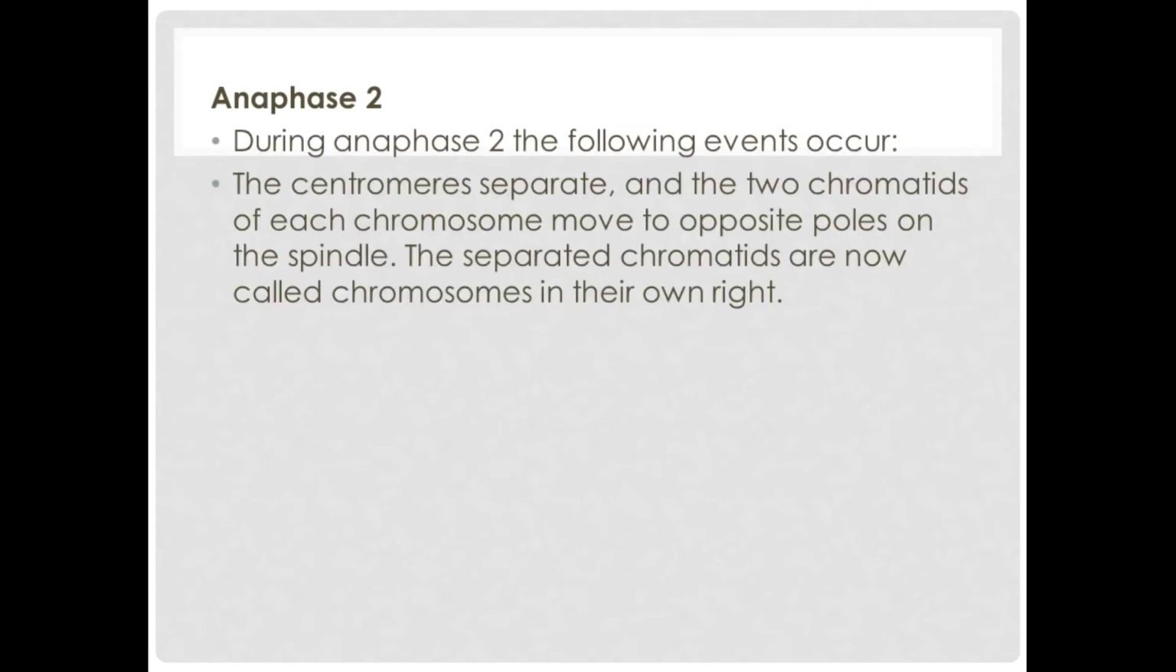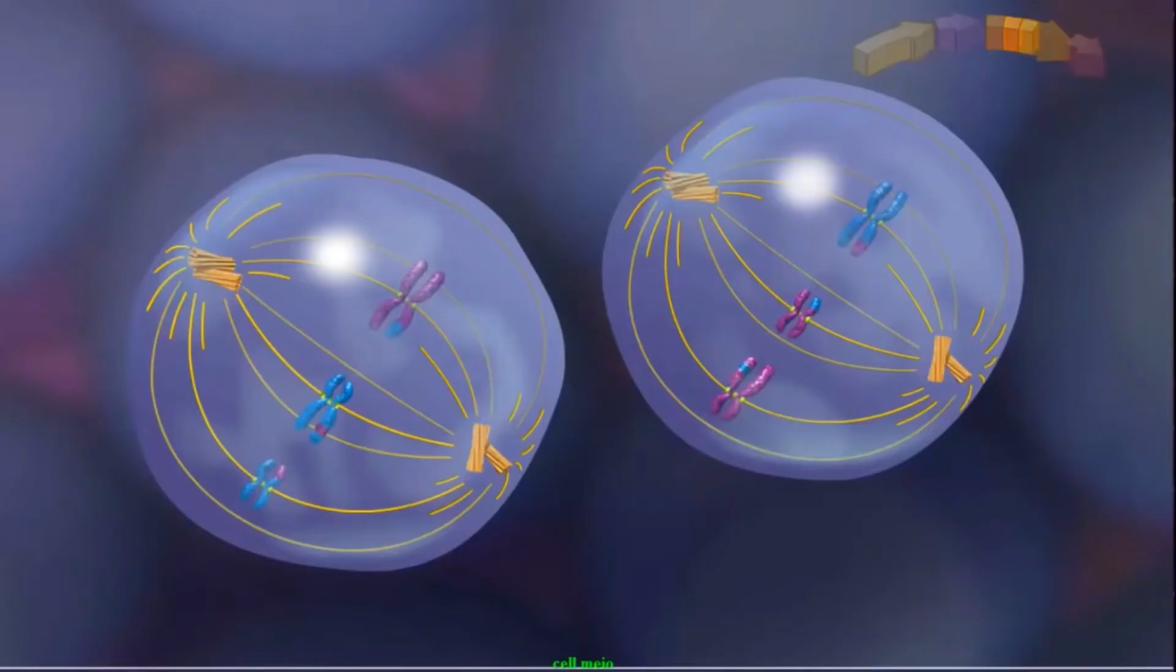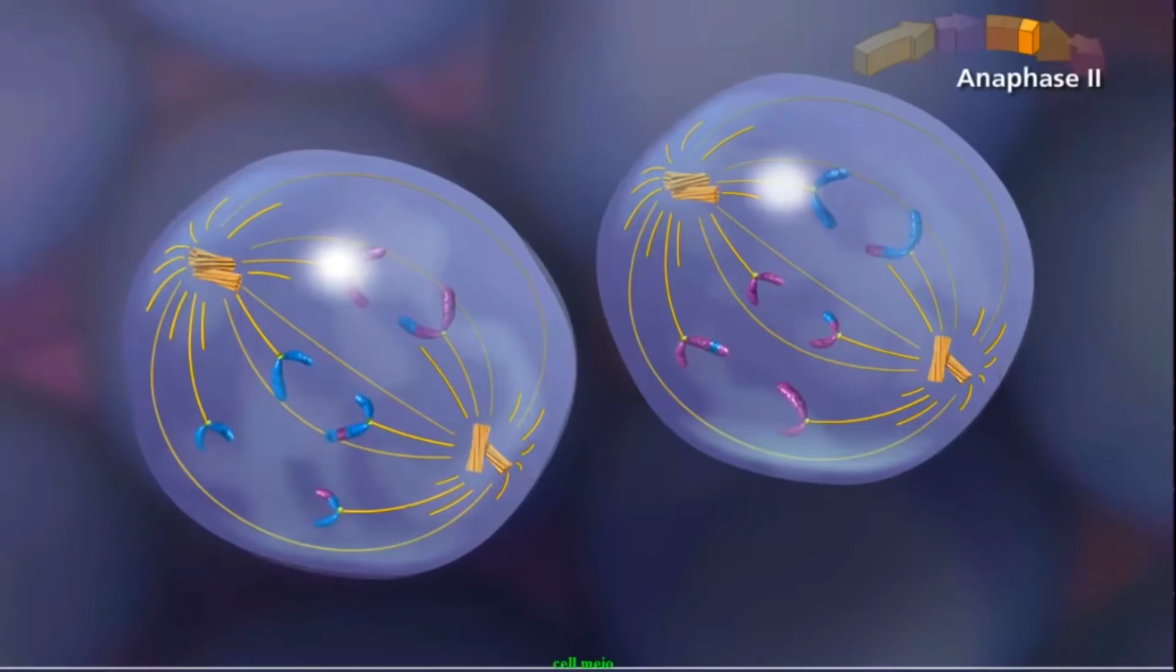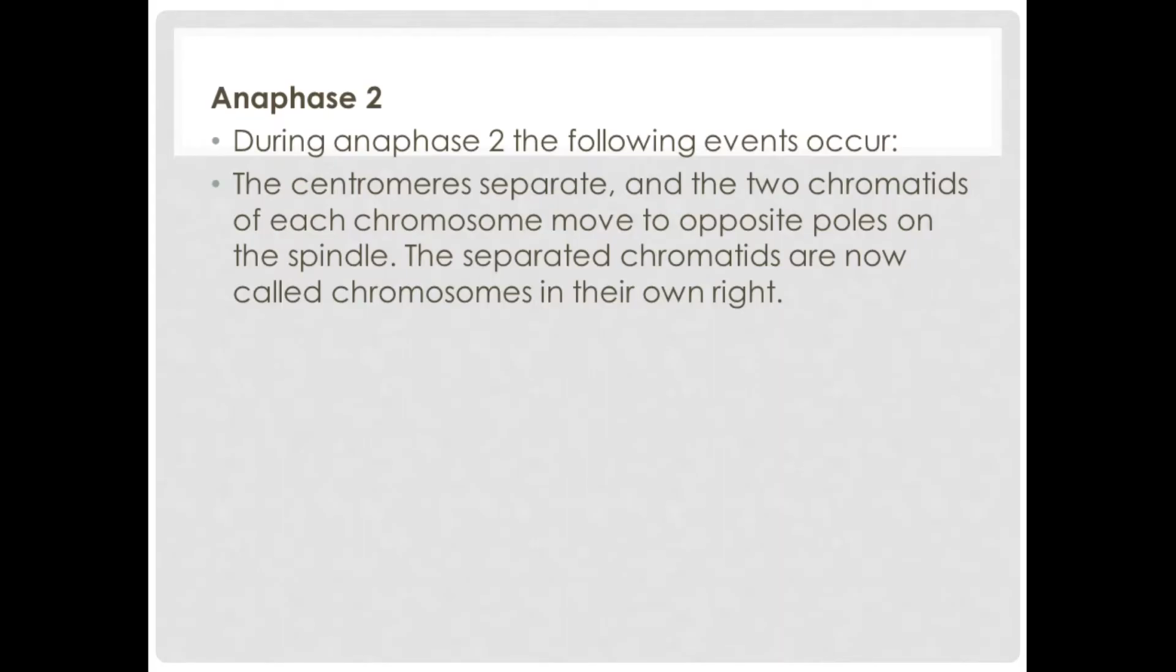Let's take a look at Anaphase II. During Anaphase II, the following events occur. The centromeres separate and the two chromatids of each chromosome move to opposite poles on the spindle. The separated chromatids are now called chromosomes in their own right.